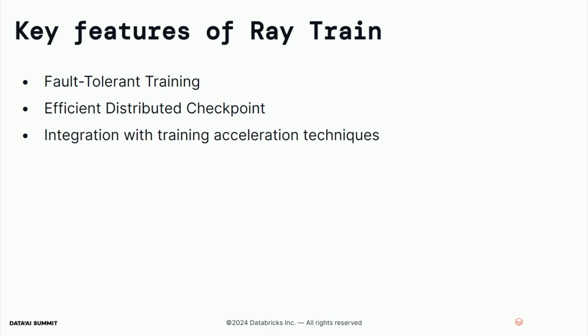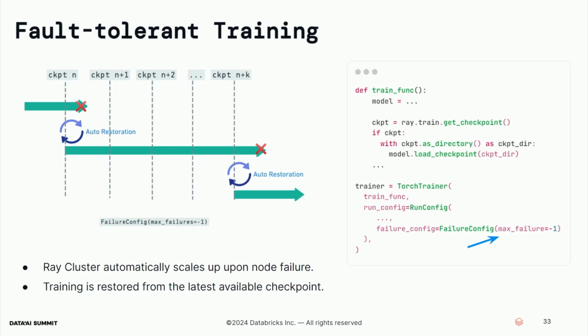Besides this, what are the key features that are important for Stable Diffusion pre-training? I'll go over these three one by one. First, let's take a look at fault-tolerant training. Assume that we save a checkpoint every n steps, and there could be some failures, for example, node preemption or a node dying for some reason. Ray Train will help you automatically detect these node failures and restore training from the latest checkpoints.